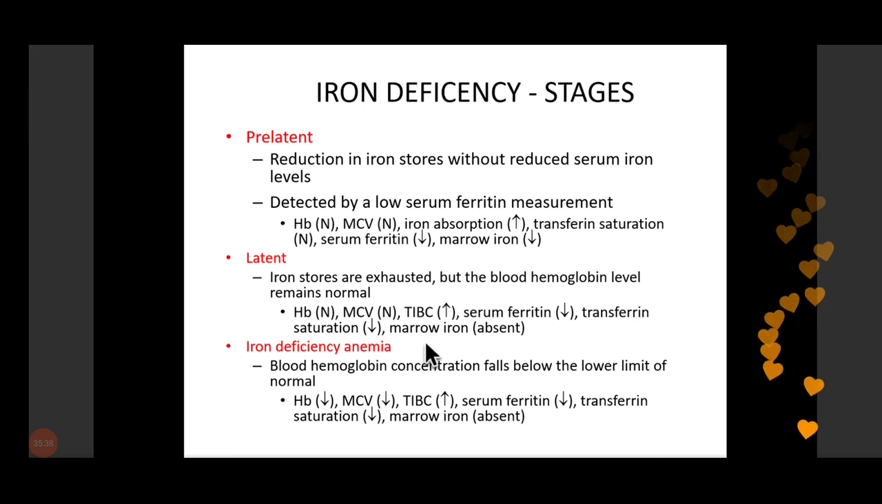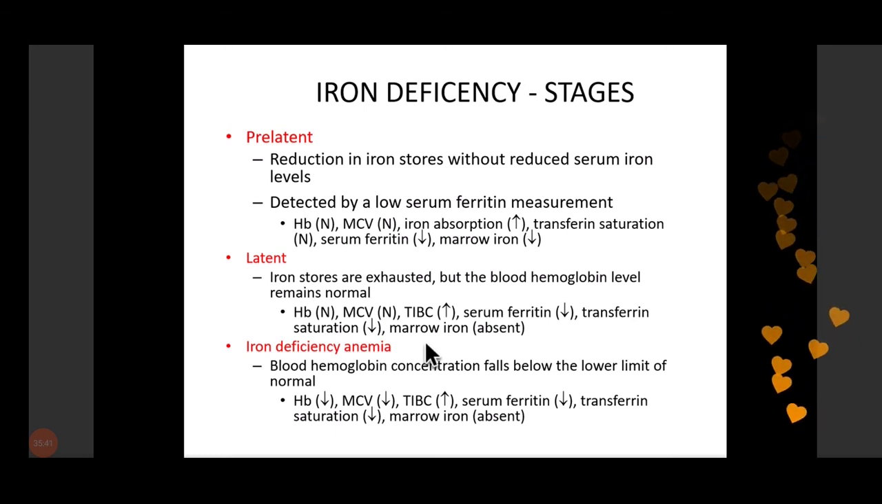So these are the three stages. One of the viva questions: what are the stages of iron deficiency anemia? We have pre-latent, latent, and then iron deficiency anemia. In pre-latent, what happens is there is reduction in iron stores without reduced serum iron levels. How do you detect it? It is detected by low serum ferritin measurement.